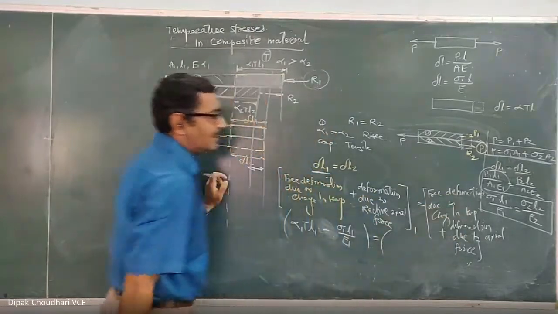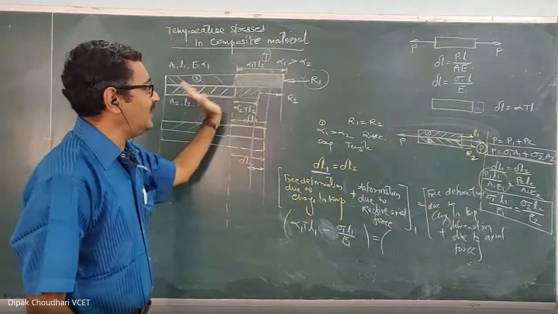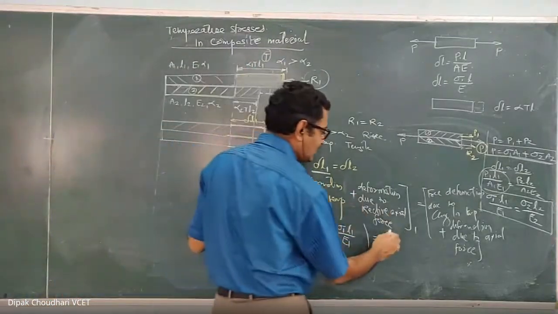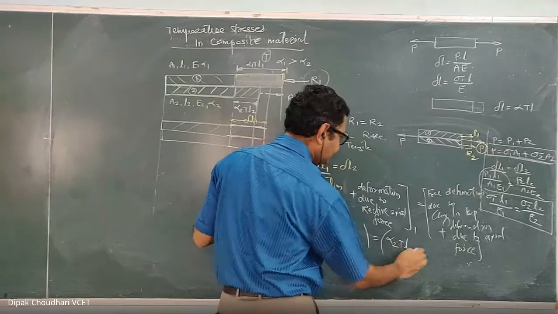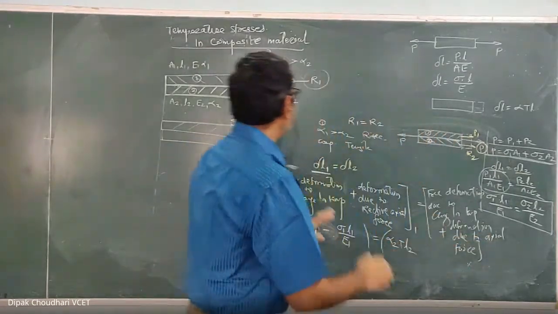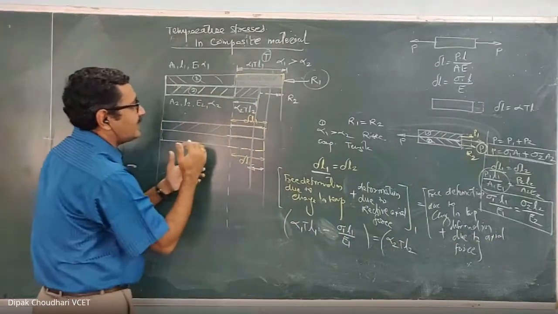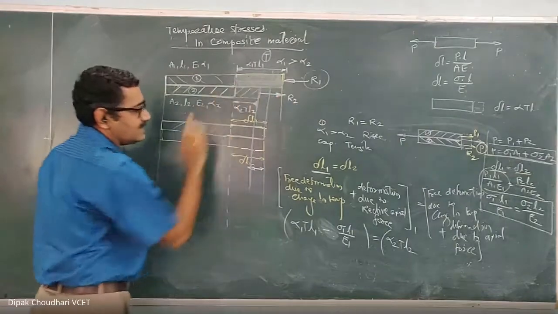Which is equal to the free deformation of material 2 because of the change in temperature. Now here it is a rise in temperature, so the free deformation is again an increase in length, so it is positive, alpha 2 T L2. And the deformation of the material due to the axial force: what is the nature of the reactive axial force acting on material 2? On material 2, the reactive axial force is tensile in nature.